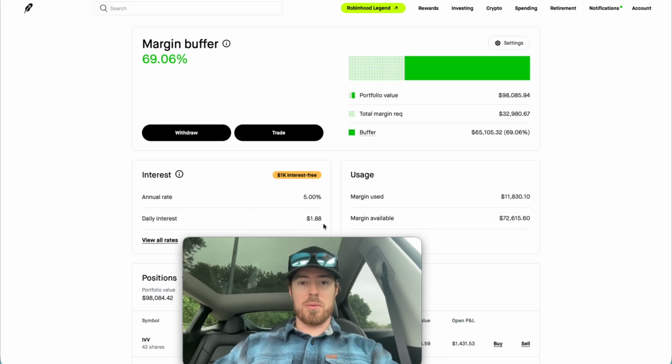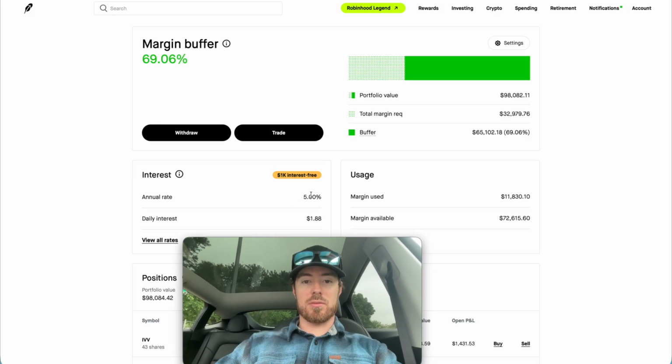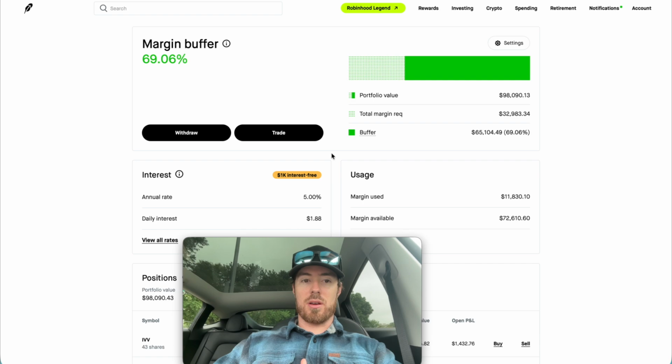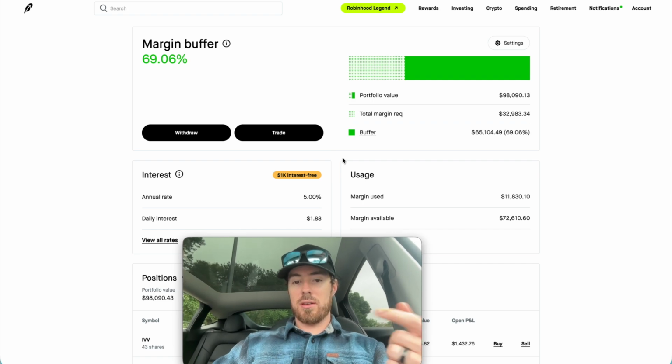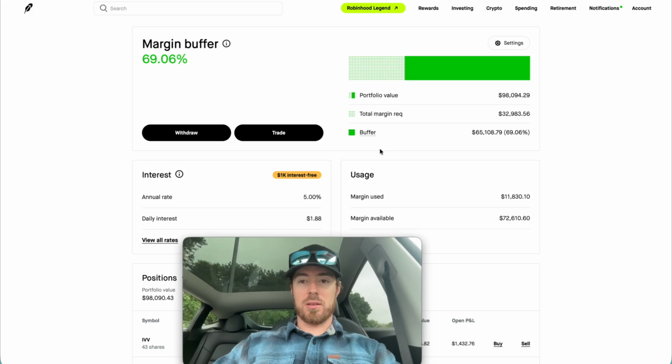Here's some Robinhood Gold information. The first $1,000 that you borrow in margin is interest free. After that, your annual rate is 5%. Look, it shows me right here my daily interest is $1.88. So there's one spot that you can find it. I prefer the app, and I'll show you that in a second. But this is your chart that shows you the green portfolio value, total margin required. So that sounds like your maintenance margin over here, 32,000. So you have a 69% buffer.